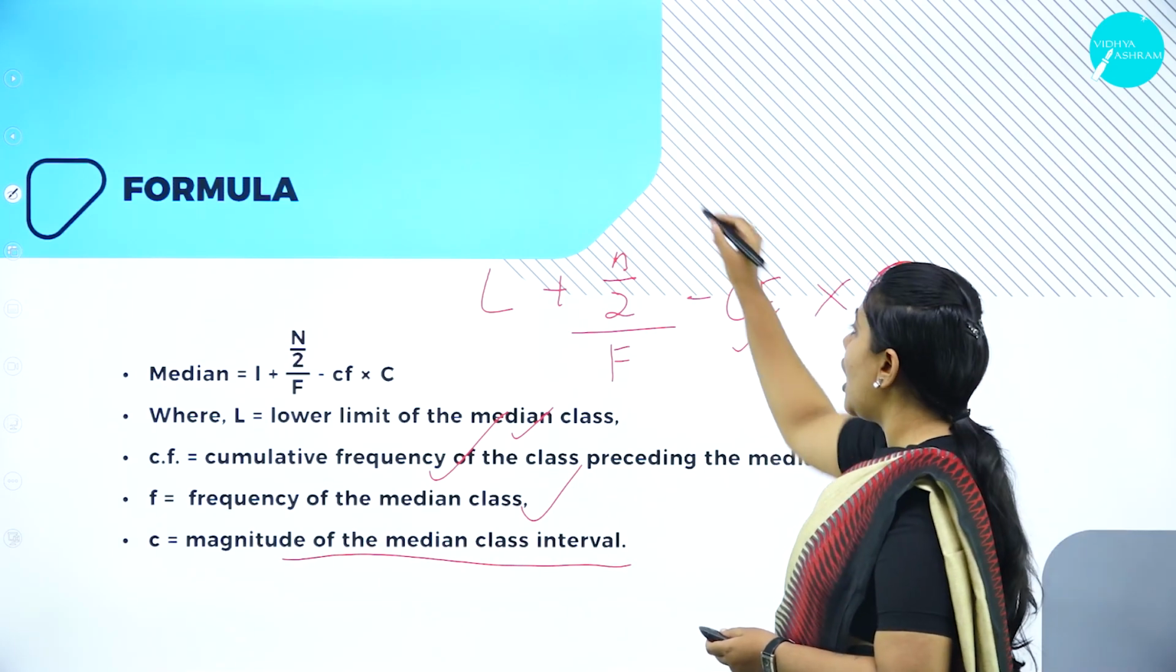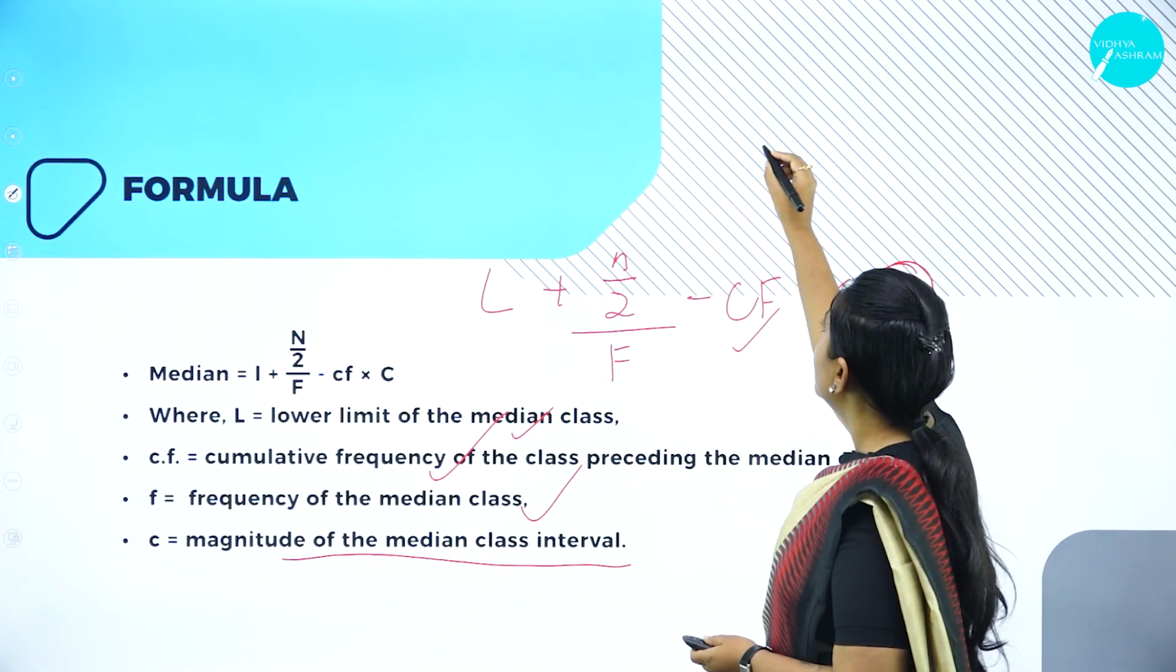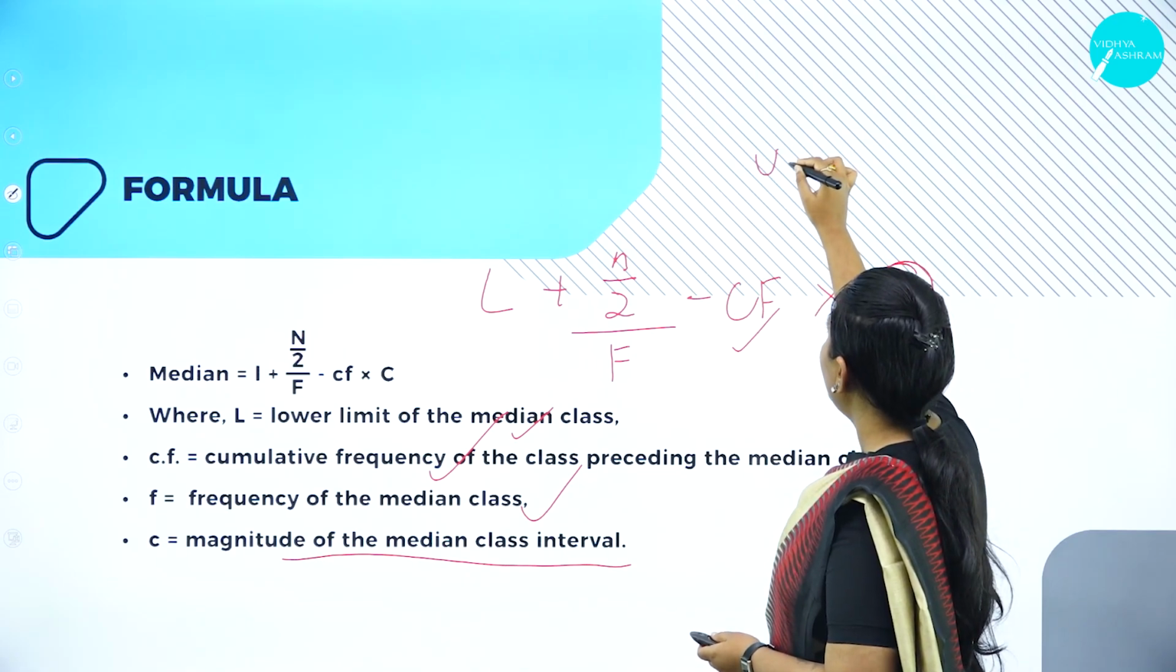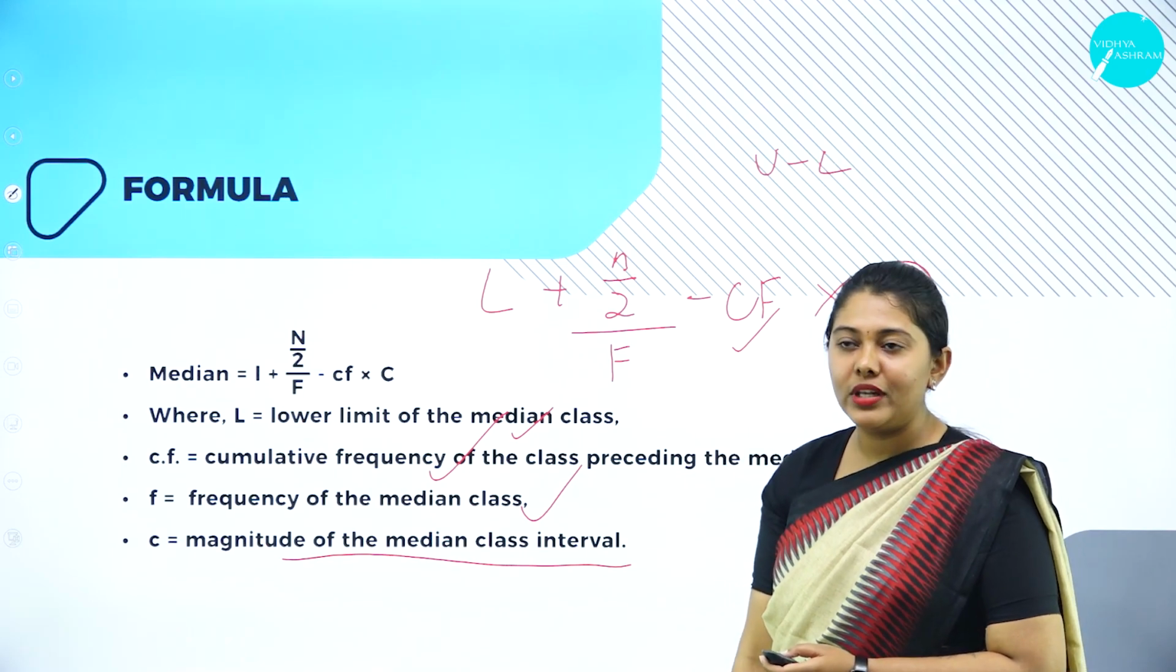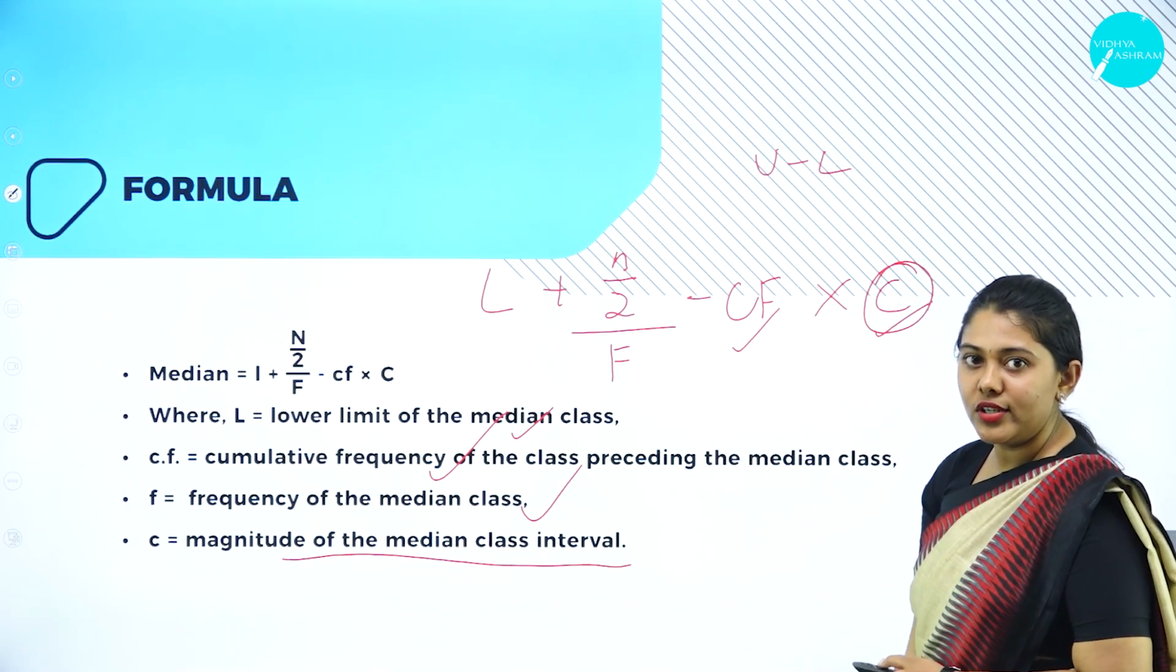So we have upper limit as well as lower limit. So U minus L, upper limit minus lower limit. If you do that, you'll get your C.